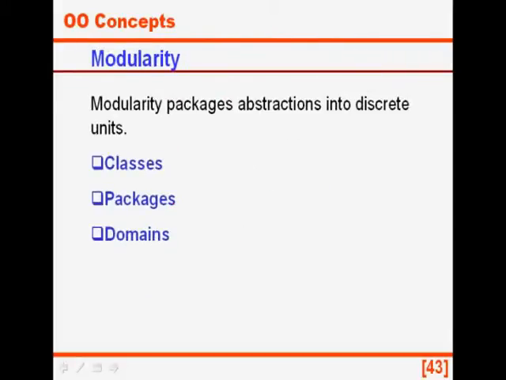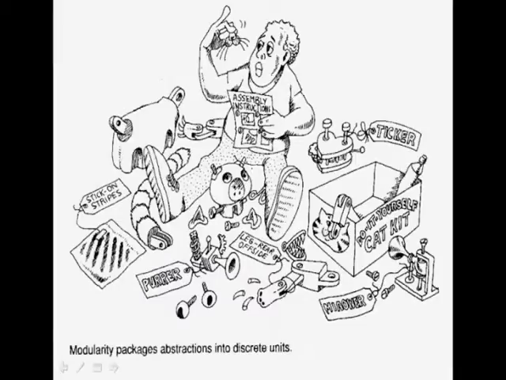Next, we come to another feature of object-oriented programming, that is modularity. Modularity is the packaging of abstractions into discrete units. We have classes, we have packages, we have domains or namespaces. This is the picture of modularity from the Grady Booch book.